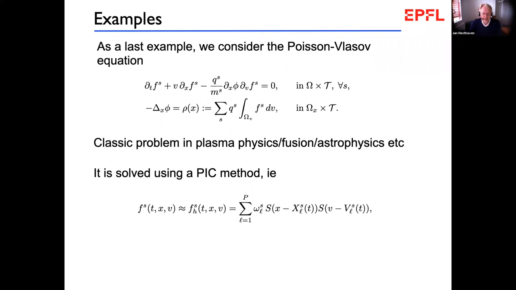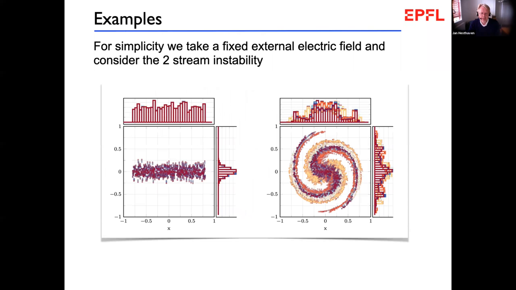We use a particle cell method. This has relevance to a large number of problems: plasma physics, fusion, astrophysics, and so on. And particle cell methods in general are extremely time consuming. So if there is a way of thinking about how to reduce these without destroying accuracy, it's an interesting direction. I'll just show you one example, which has reduced dynamics in the sense that the external electric field is fixed, so there's not a full coupling to the Poisson. But nevertheless, it's a two-stream instability.